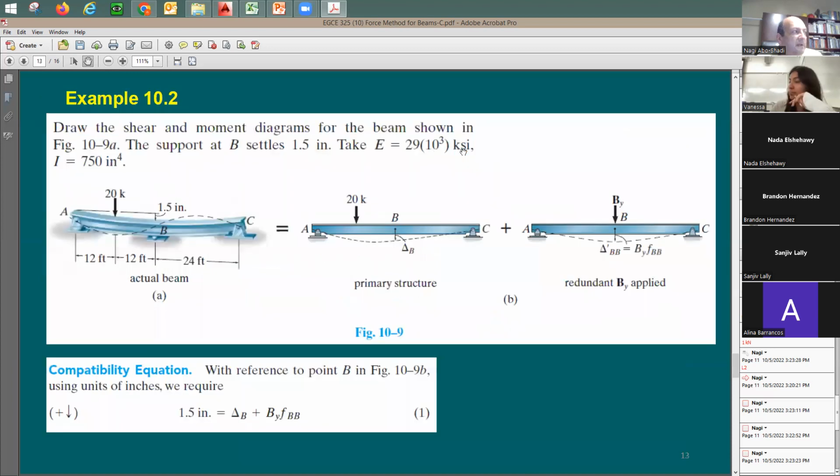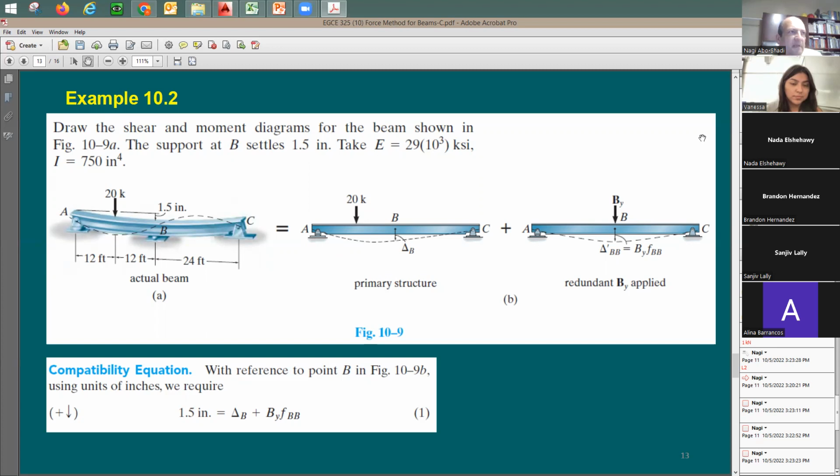All right. Another example. This structure here, indeterminate. Hinge, roller, and then another hinge. I don't have any forces here in the x direction. So to make this kind of determinate, just remove the support. It says here, draw the shear diagram and moment diagrams for the beam shown. Support B is going to go down 1.5 inches. It's going to settle 1.5 inch.